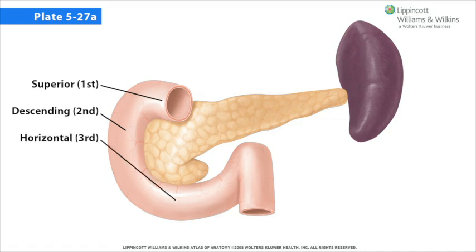The 3rd, or horizontal part of the duodenum is at the level of the body of the 3rd lumbar vertebra and crosses the right psoas major, the inferior vena cava, and the aorta. The 4th, or ascending portion of the duodenum, runs superiorly along the left side of the aorta. Upon reaching the inferior border of the pancreas, it turns anteriorly to join the jejunum at the duodeno-jejunal junction.